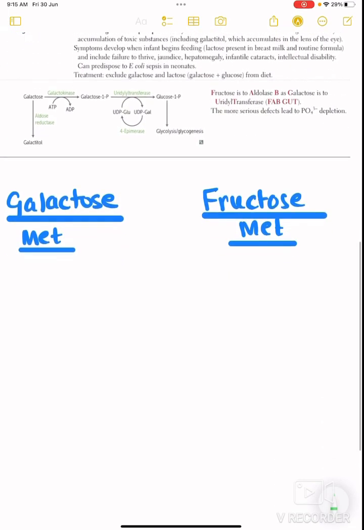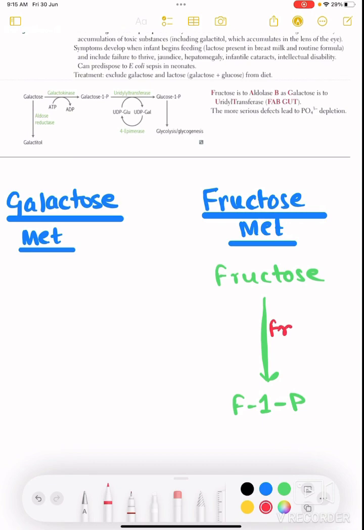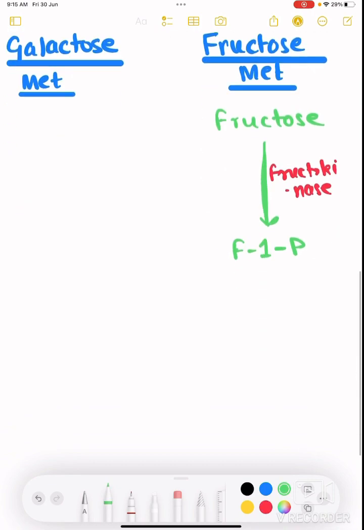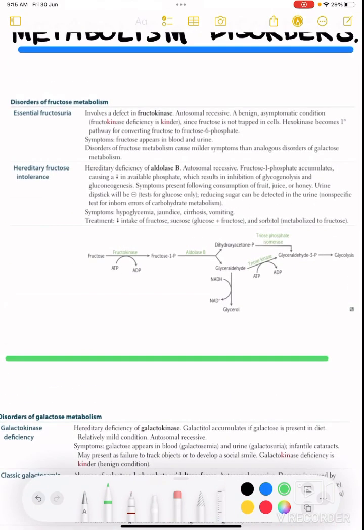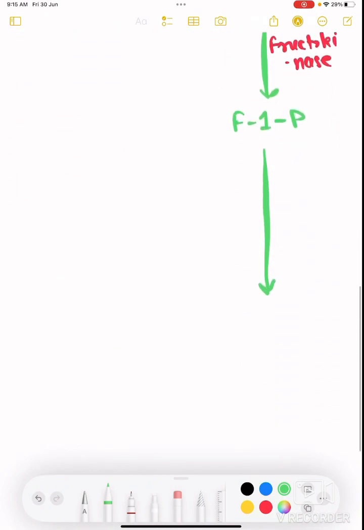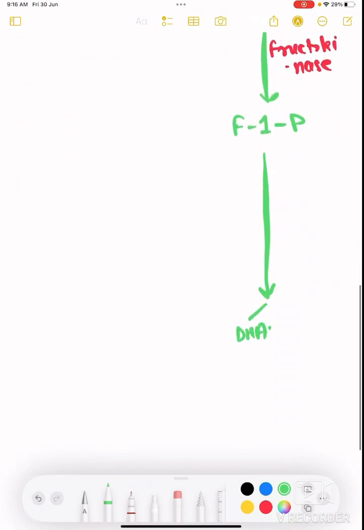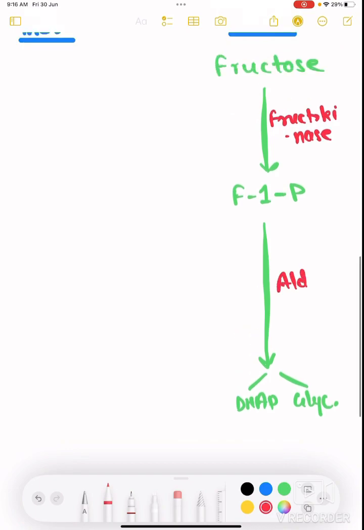In fructose metabolism, first of all there is fructose, right? Fructose will become fructose 1-phosphate through an enzyme known as fructokinase. Of course you must be knowing it. Now fructose 1-phosphate will become DHAP and glyceraldehyde through an enzyme known as aldolase B.